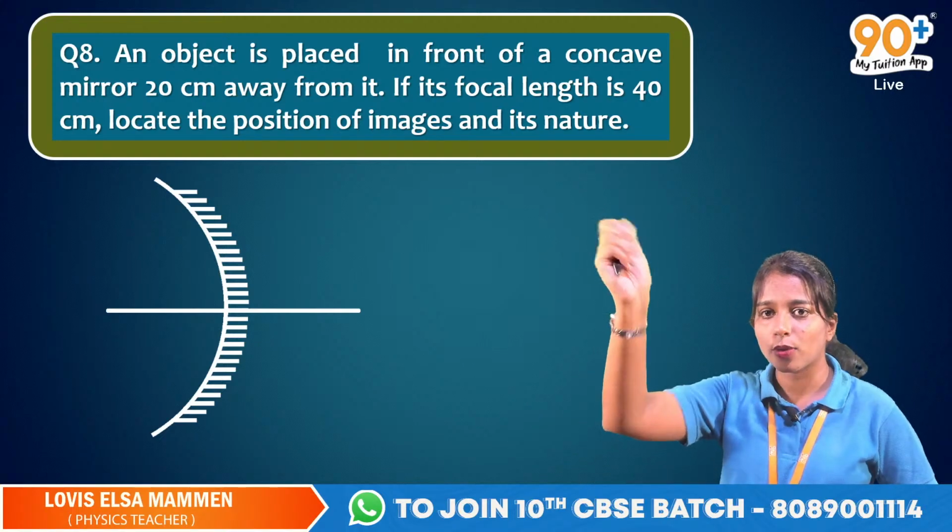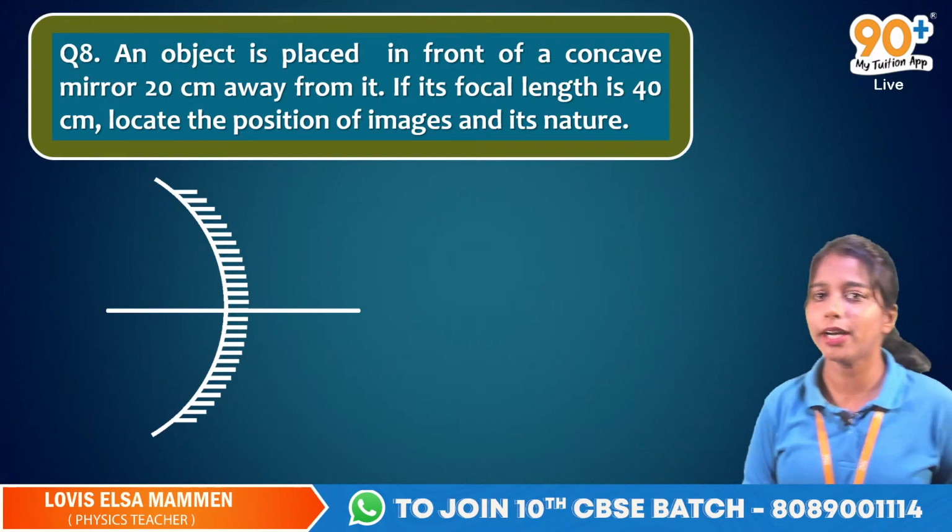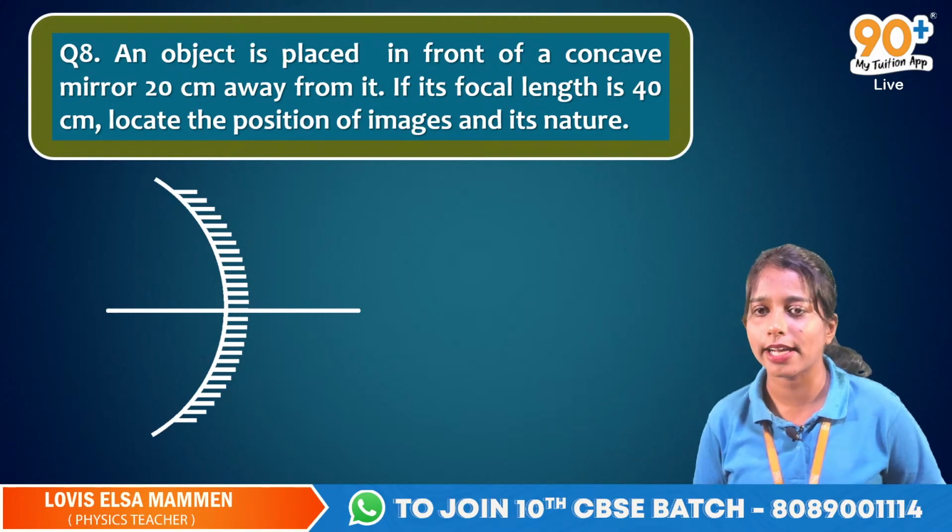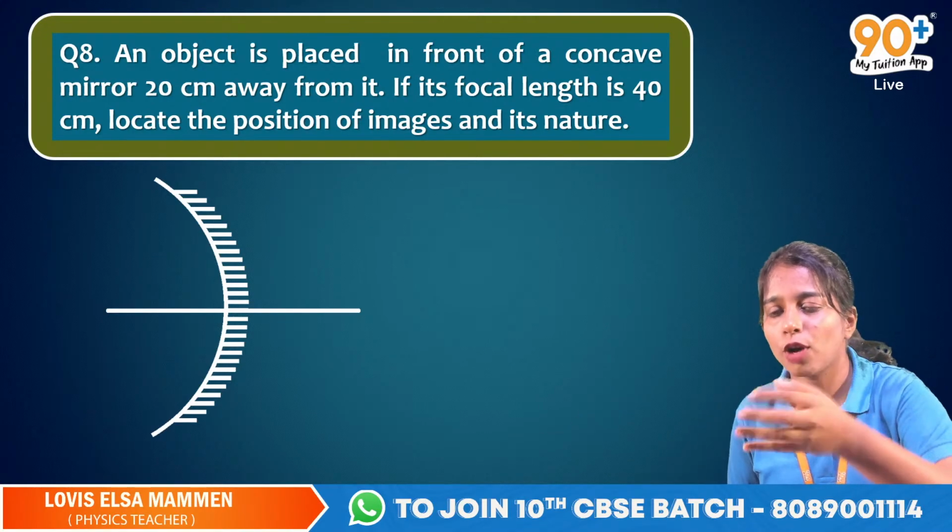In the question itself, it is given that it's a concave mirror. So draw a concave mirror, then identify or place what all things are given.